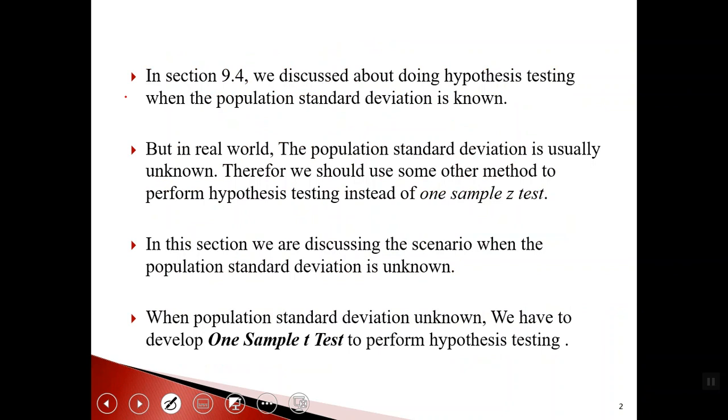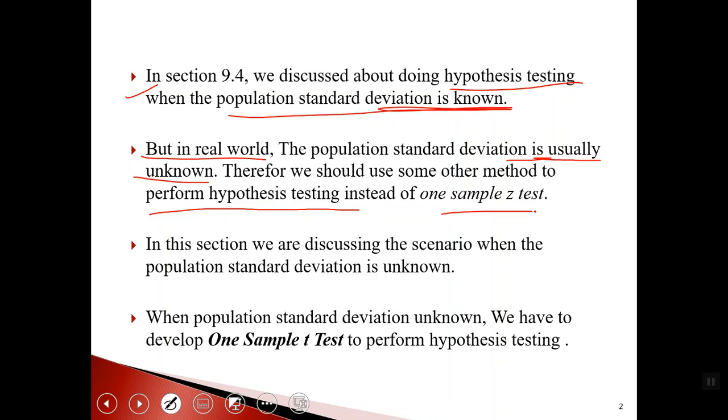As I mentioned, in section 9.4 we discussed hypothesis testing when population standard deviation is known. But in the real world, yes, population standard deviation is usually unknown. Okay, in real world scenarios, we don't know what the standard deviation value is. So when we need to perform the hypothesis test, we cannot use the simple Z test. So we need something instead of one simple Z test.